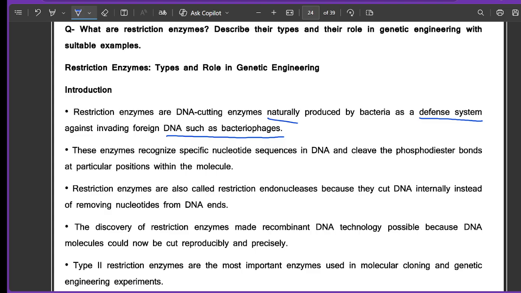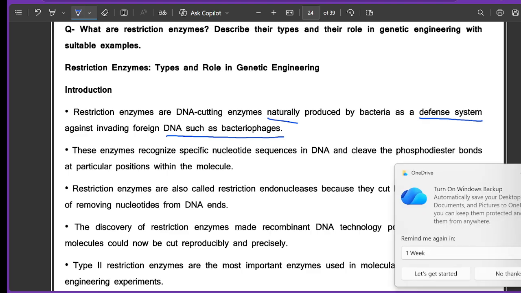Now, we know bacteriophages are viruses which infect bacteria by inserting their own DNA into the bacteria. So to combat this, the bacteria produce restriction enzymes innately, and these DNA cutting enzymes help to cut down the DNA of the bacteriophage. So restriction enzymes are originally produced by bacteria for defense. But now we are using them in our biotechnology, in gene cloning and recombinant DNA technology, for our own purpose.